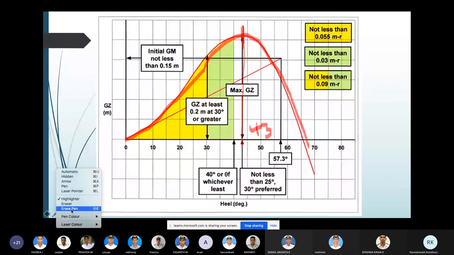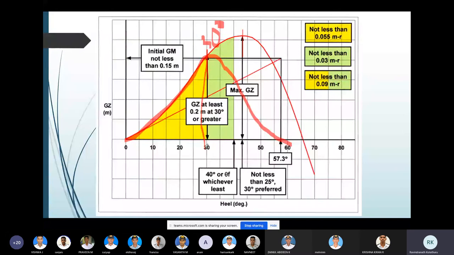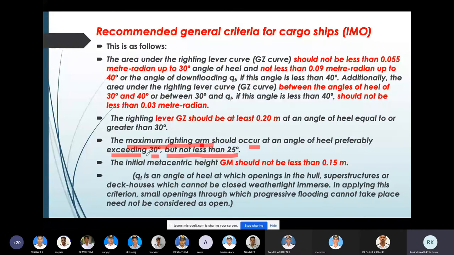Supposing, let's say, if this is my graph, my peak value is occurring here. This was my earlier graph, it is occurring at 43. But in this graph, my peak value is occurring at 30 degree. Still, this is acceptable. Still, 30 degree is acceptable. Preferably exceeding 30 degree, so at 30 degree or above 30 degree is acceptable.